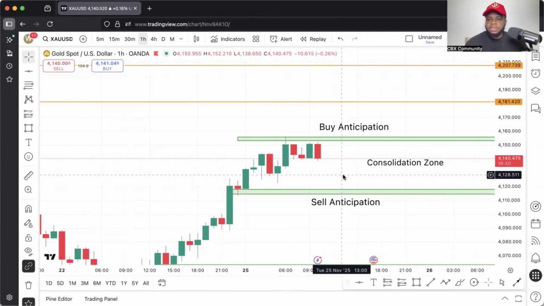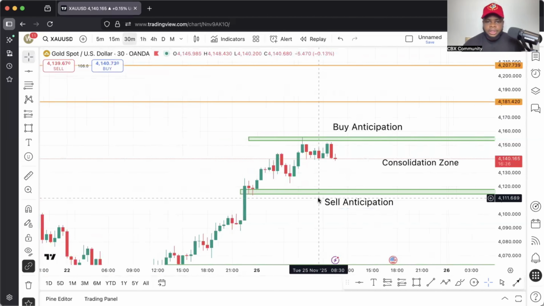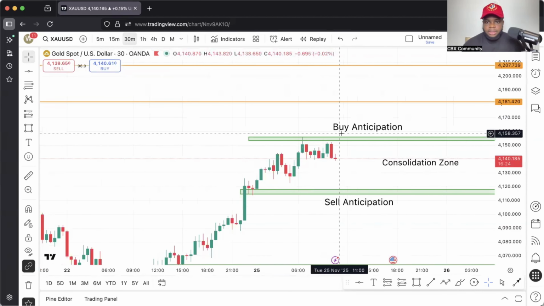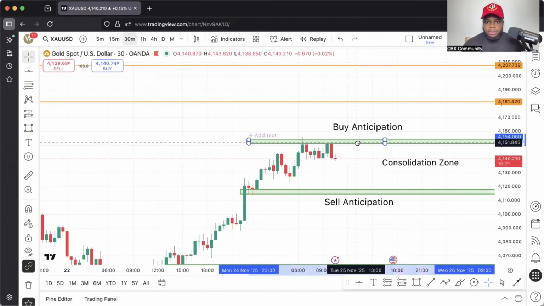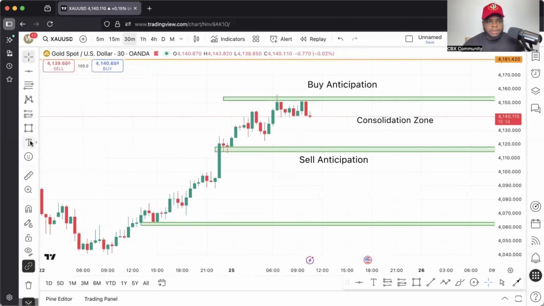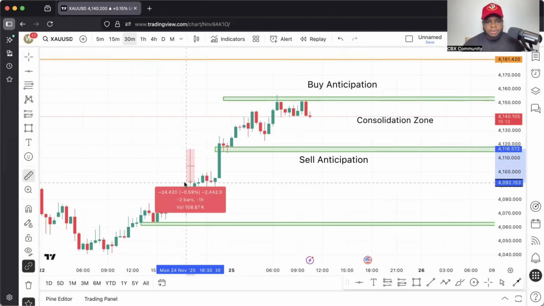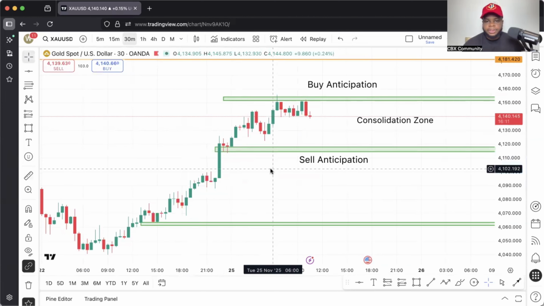But looking at the market structure, we are in a consolidation zone, so we can't really do anything at this moment. We just need to be patient until we identify a structure before we can decide to take a position. So let's go to the 30 minutes time frame. Let's adjust this here. To 44 pips.